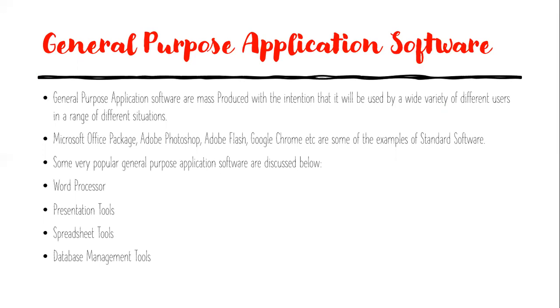A word processor is used for typing, editing, saving, and also for taking printouts of the data we have entered. It is similar to Notepad, children. It is similar to Notepad in which we can type, edit, save for future reference, and also take out the printouts.